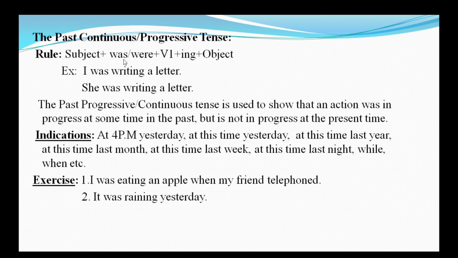It is followed by a verb in the participle form, that means writing, which shows action is in progress. So these two together indicate was writing, was eating, was raining. These are indicating an action in progress in the past.